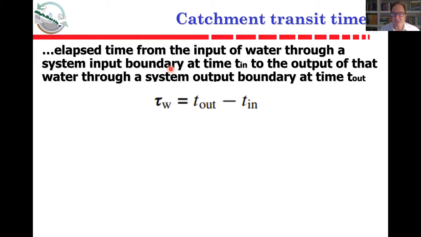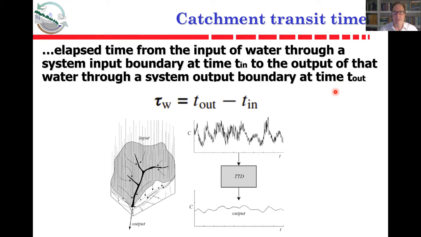That's just a fancy way of saying the surface of the catchment, at time T in, to the output of that water through a system output boundary at time T out. And of course, the output boundary is the stream. And in our small watersheds, the travel time through the stream is very short. So we don't worry about the transit time as the kinematics of flow through the river, because these are small headwater systems. So we're really focused on the filtering that goes on that we talked about before.